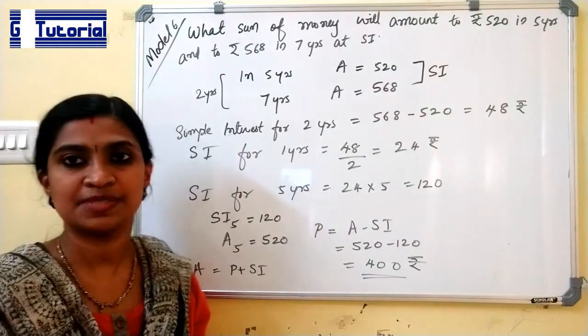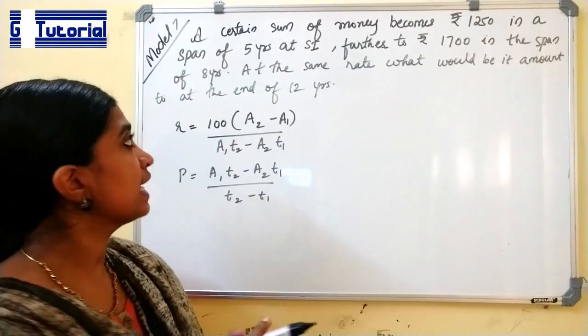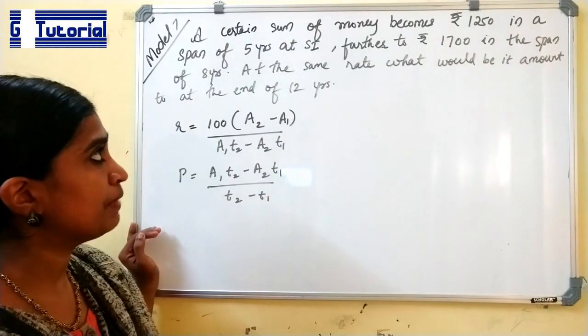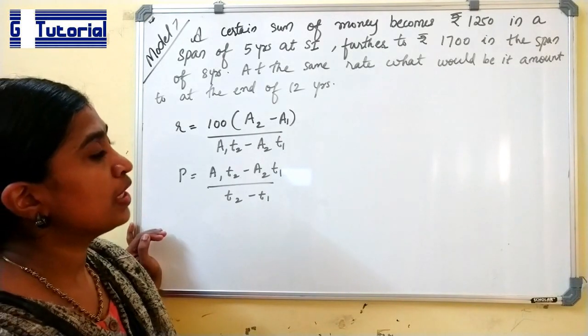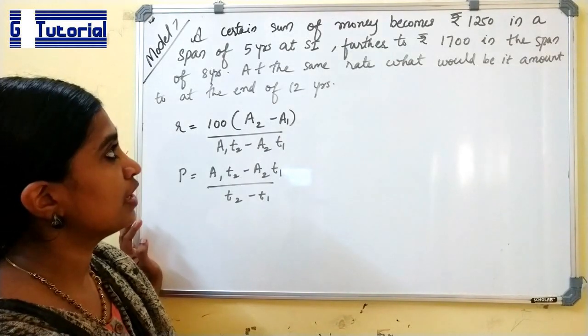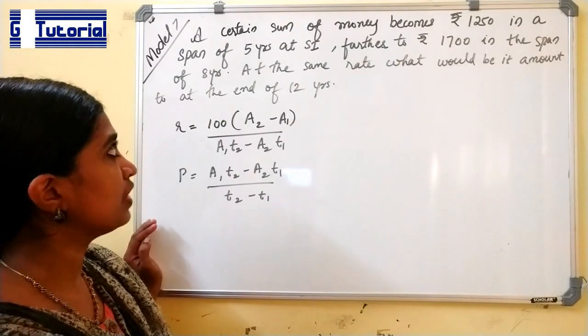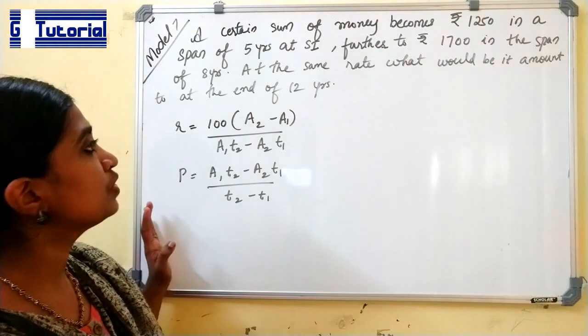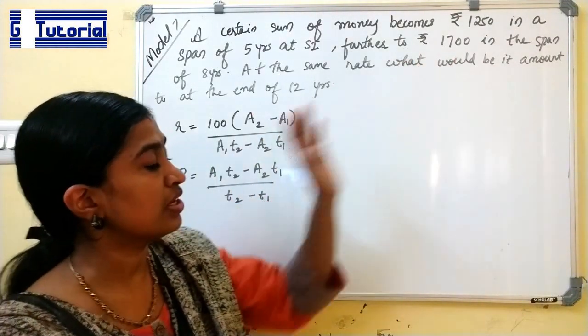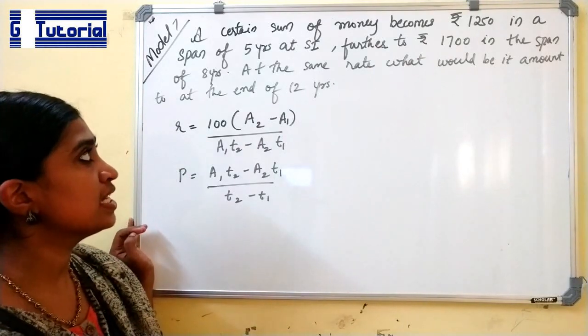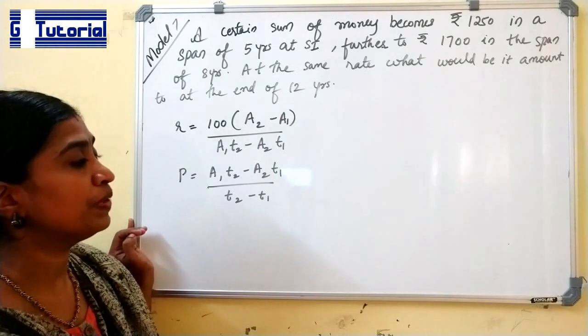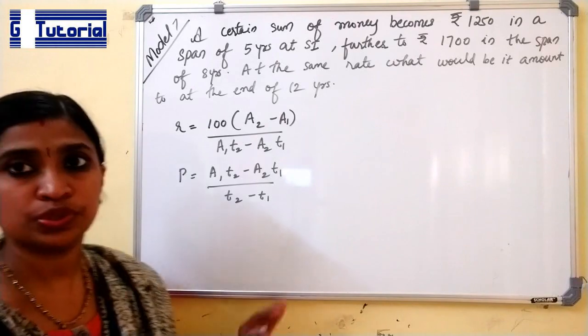Okay. Next problem. Next question. A certain sum of money becomes rupees 1,250 in a span of 5 years at simple interest. Further to rupees 1,700 in a span of 8 years. At the same rate, what would it amount to at the end of 12 years?